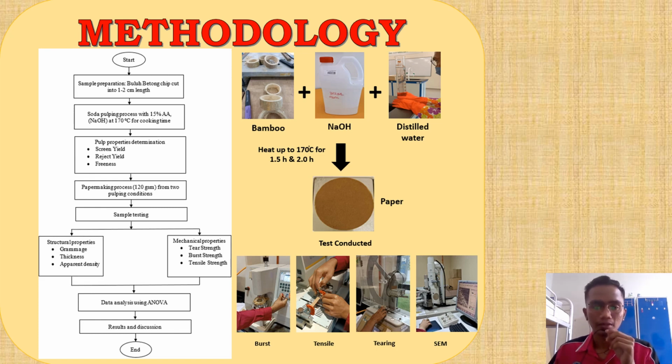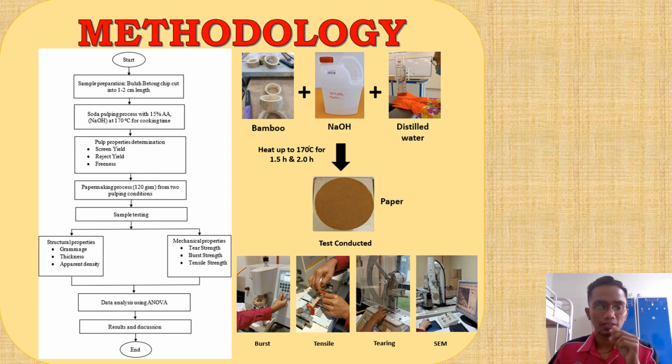After that, this material will become a pulp and will go through pulp properties determination like screen yield, reject yield, and freeness. After that, the pulp will go through the papermaking process to make a paper sheet, which is 120 GSM, from two pulping conditions.